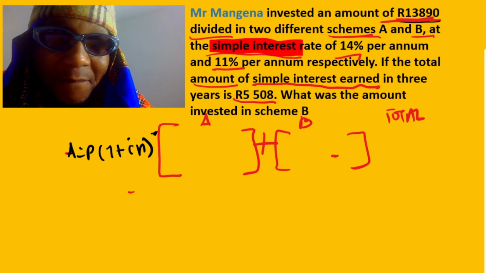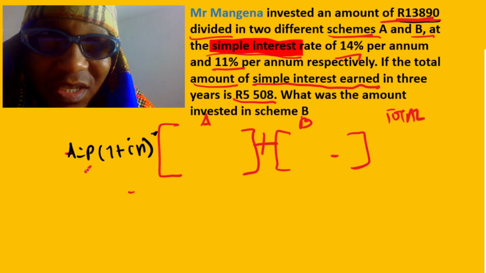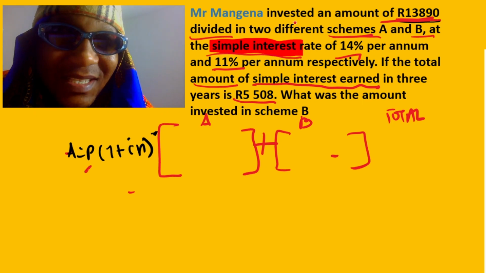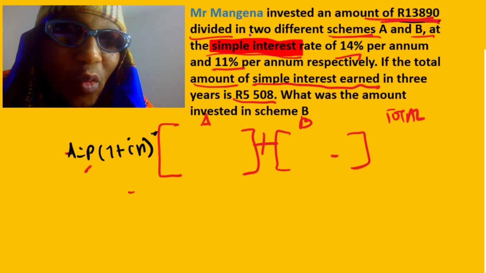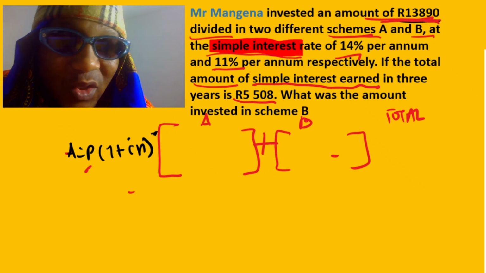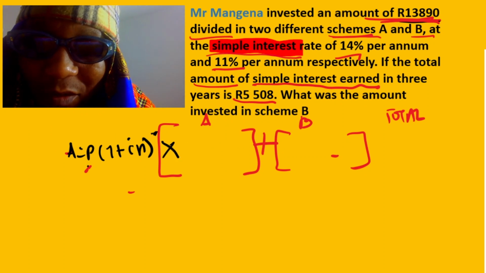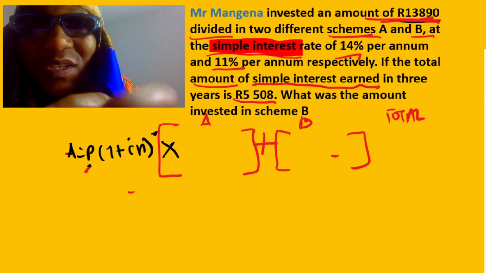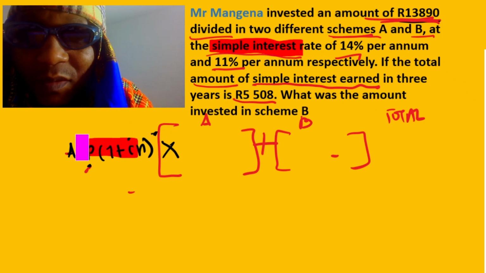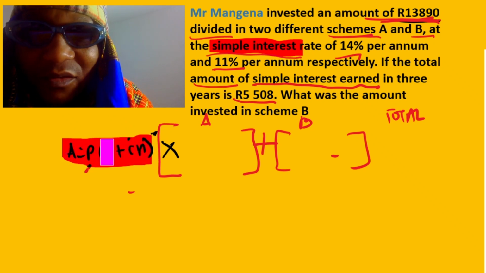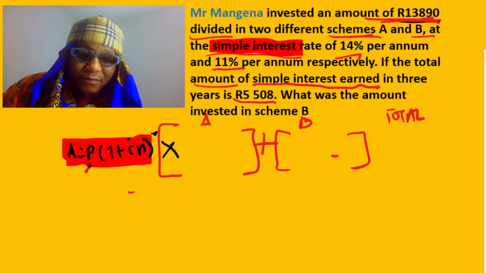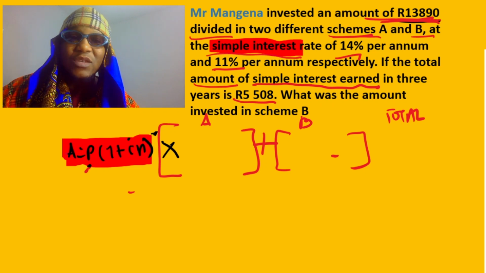So look, do you know how much invested principal on the first one? We don't know. Let's just say the invested amount is divided into two different schemes. So for scheme A, we don't know how much is invested, so let's just call it X. That means our P equals X. So this is the formula we're going to use here.